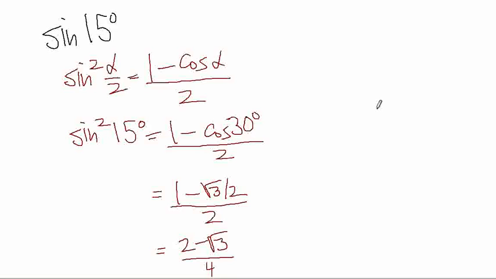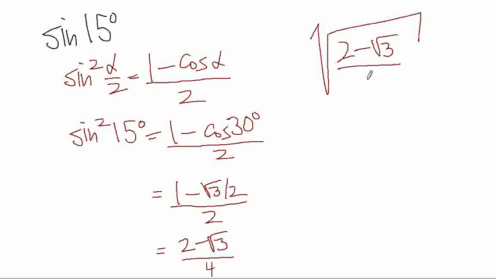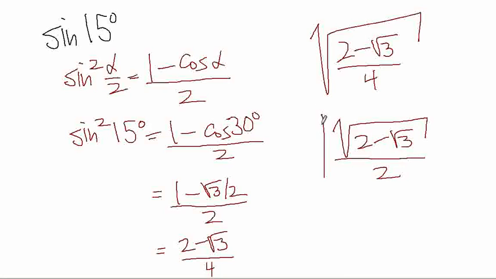Now, because the sine of 15 degrees has to be positive, because 15 degrees is an acute angle, we will only consider plus the square root of the bottom. And the square root of 4 is 2, so we can pull that out of the radical. And so we have the square root of 2 minus the square root of 3 all over 2. Okay?